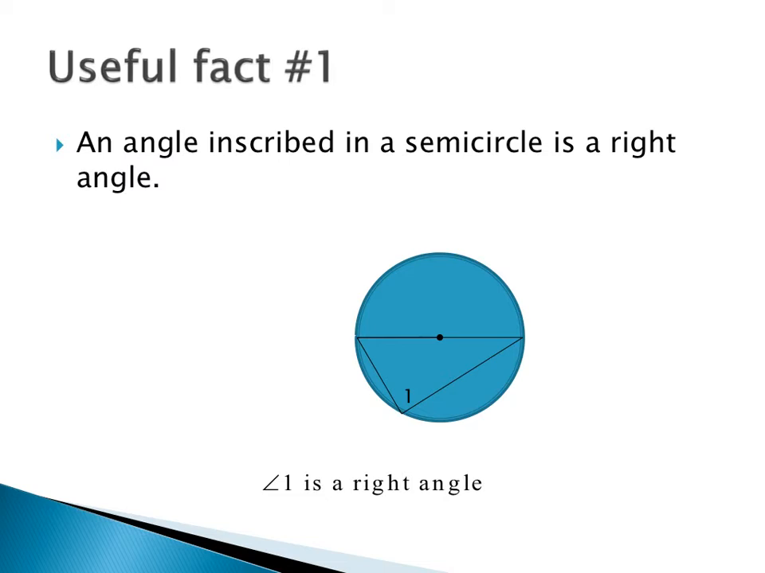Useful fact number 1, an angle inscribed in a semicircle is a right angle. So notice this angle 1 is an inscribed angle. It's sitting on the side, and because it's inscribed in a semicircle, I know it's a right angle. Because again, remember this arc measure is a semicircle arc. It's 180, and then the inscribed angle is half of that. So then I know it's 90 degrees, making it a right angle.